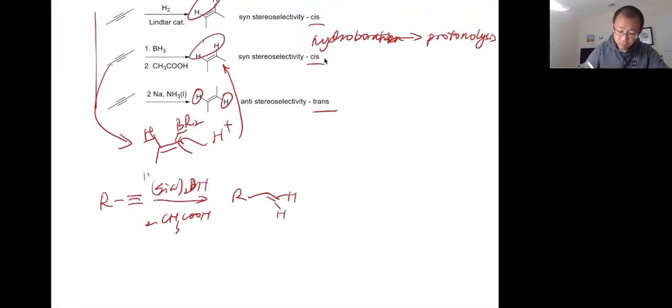Again, the reason this reaction is cis is because hydroboration is cis. That's why you get a cis product. Okay, cis product.